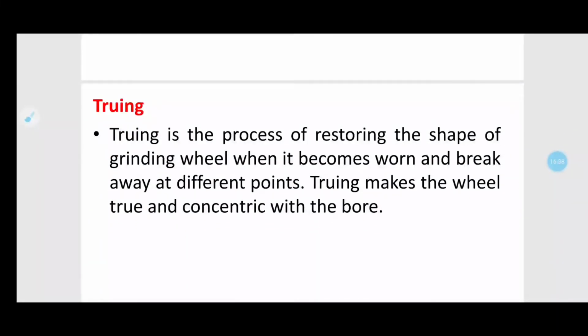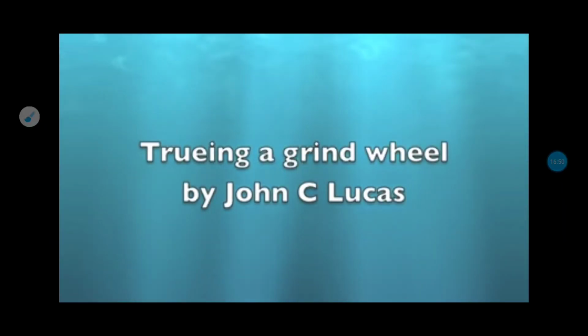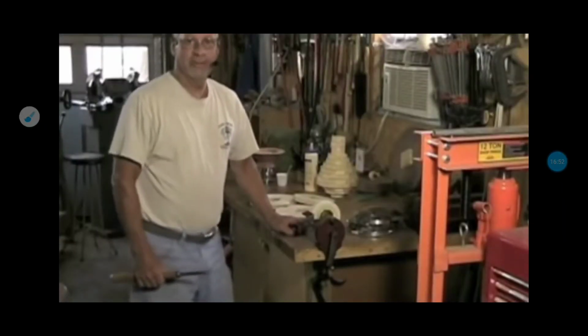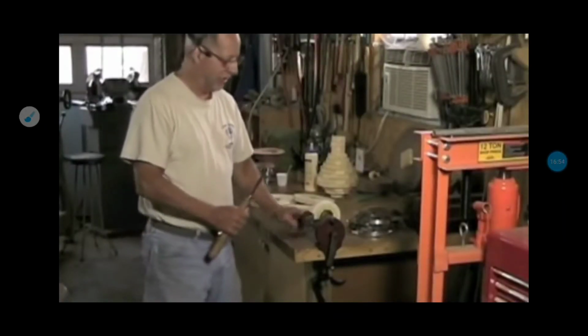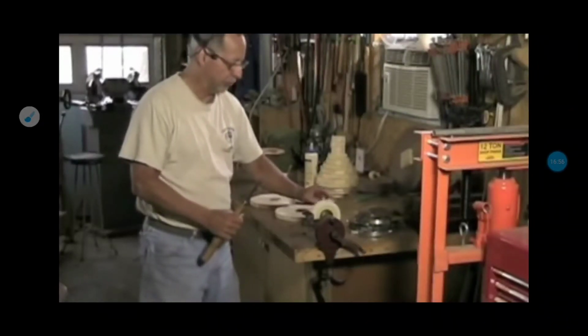Okay. Next one is the truing. Truing is a process of restoring the shape of a grinding wheel when it becomes worn and breaks away at different points. Truing makes the wheel true and concentric with the bore. So we will see the truing process now.